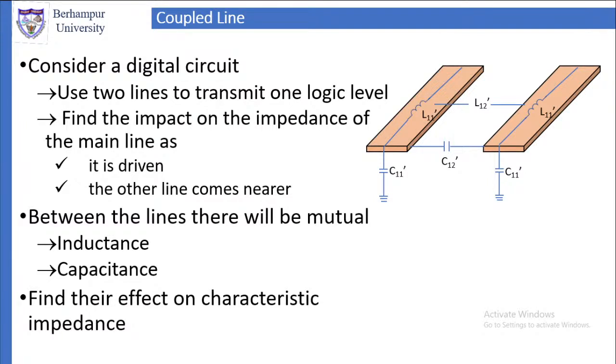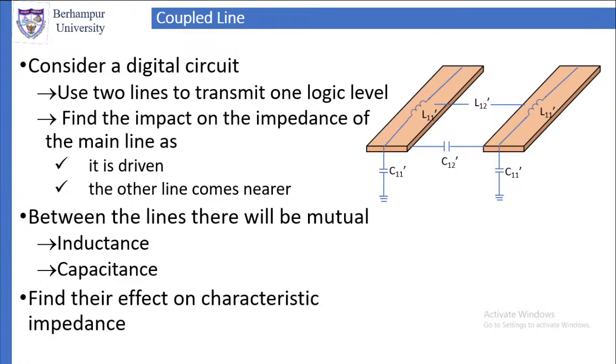Once you have two lines, between the lines there will be mutual inductance and mutual capacitance. Each line will carry a current. If there is a current, there will be an inductance. So each line will have a self-inductance. Now two lines are nearby each other, so the inductances will be coupled, giving rise to a mutual inductance L12. L11 is the self-inductance, and L12 is the mutual inductance between the two lines.